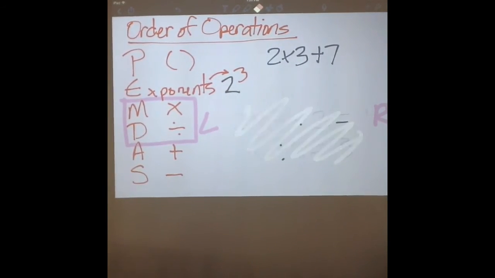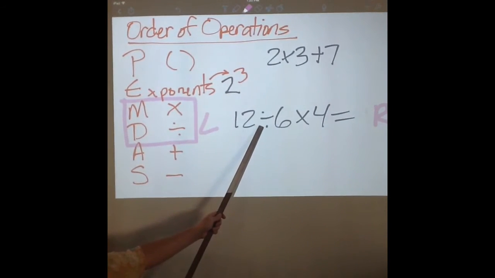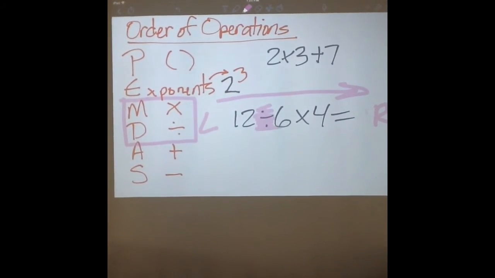Okay. Let's say I've got a 12. I'm going to divide that by 6. Then I'm going to multiply by 4. Okay? What do I do first? I do the dividing first because that's the first thing. I'm going left to right. So I'm going to do the division first, right?